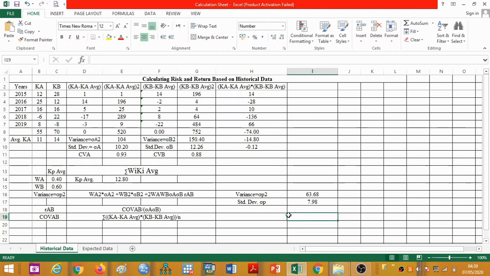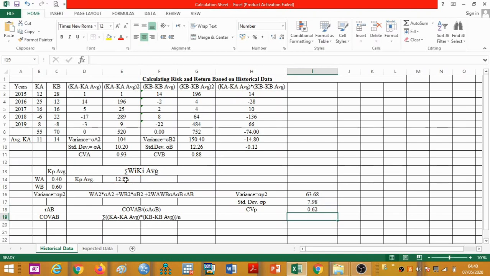So again, we need to calculate the coefficient of variation. So we have to calculate the coefficient of variation of the portfolio. So the coefficient of variation of the portfolio will be equal to what? Equal to the standard deviation of the portfolio divided by the average rate of return of the portfolio, which is 12.8, and the answer is 0.62.